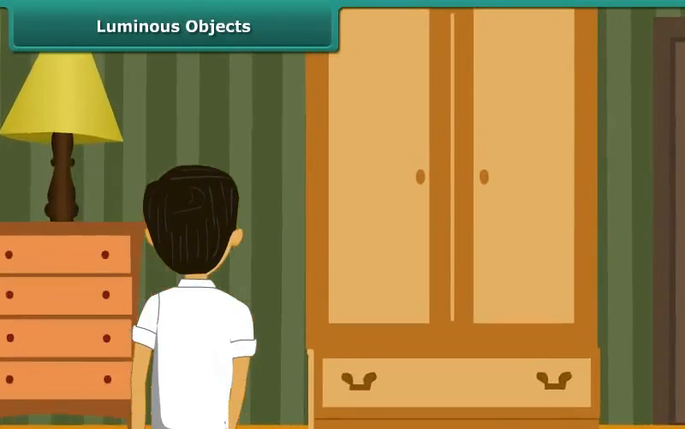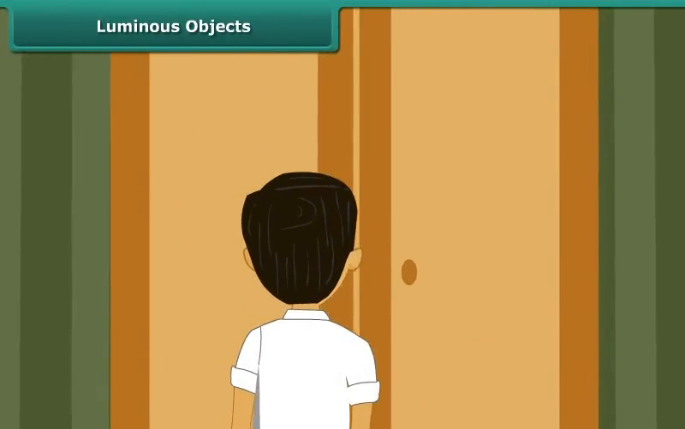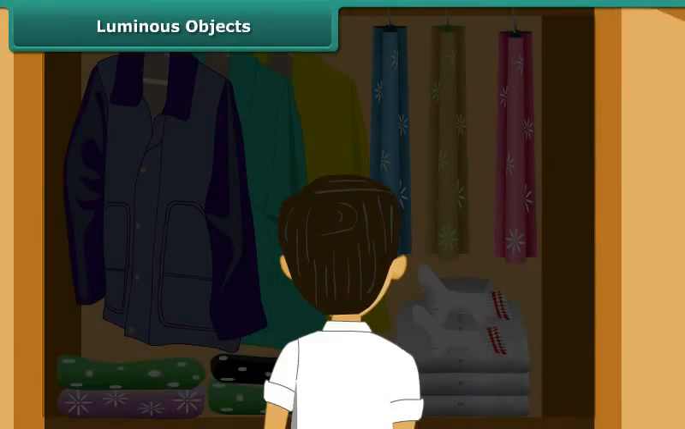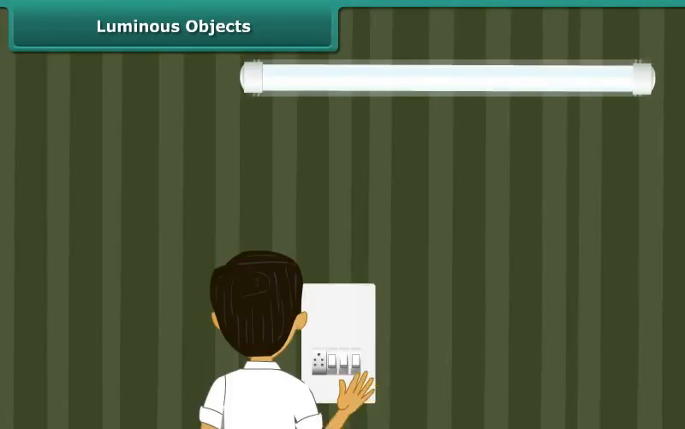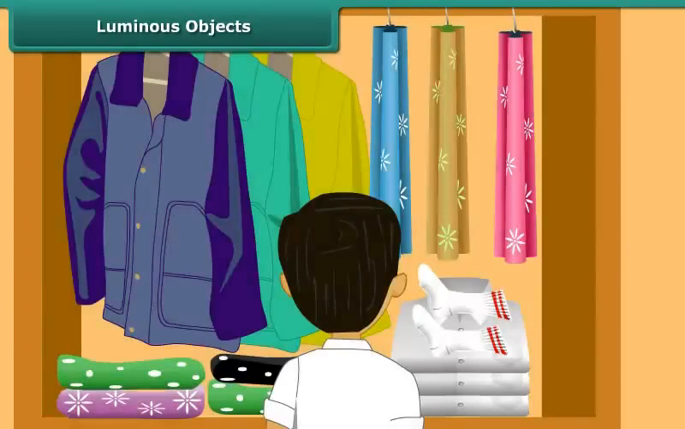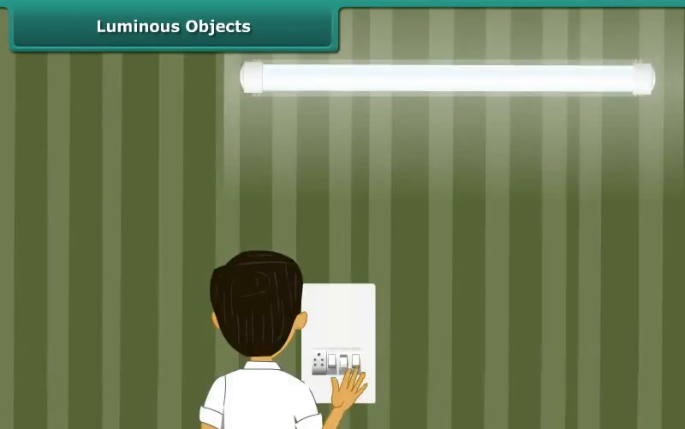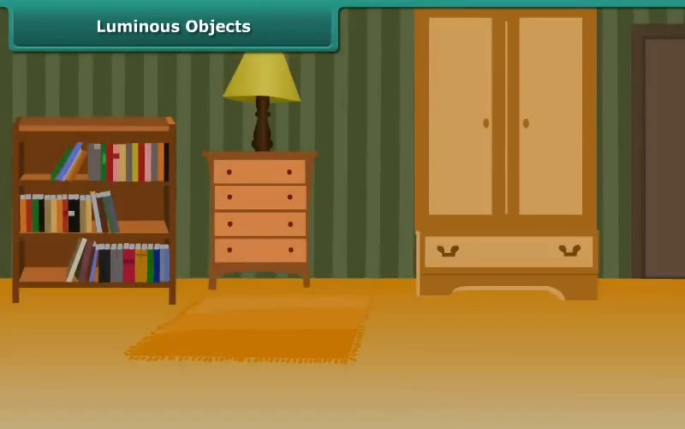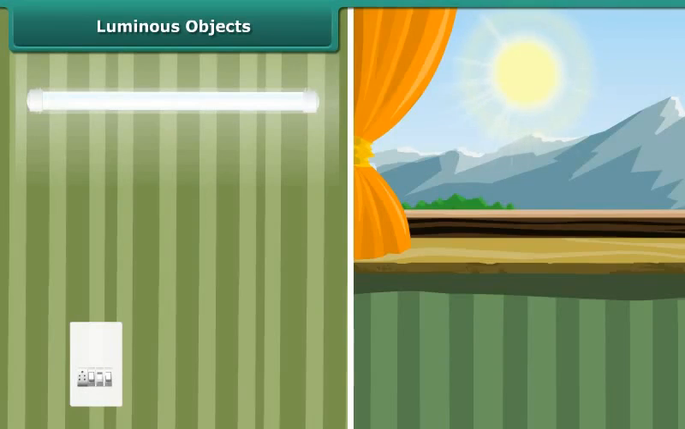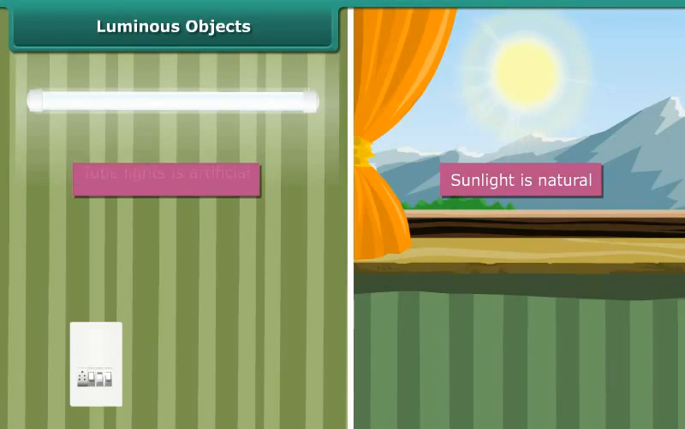You are getting late for school. You're not able to find your socks. You search for them in the cupboard. Since the cupboard is dark, you switch the tube lights on. Once you locate the socks, you switch the lights off because there is sufficient daylight. We just talked about two types of light: the light from the tube lights and daylight, which is the light from the sun. While sunlight is natural, light from the tube lights is artificial.